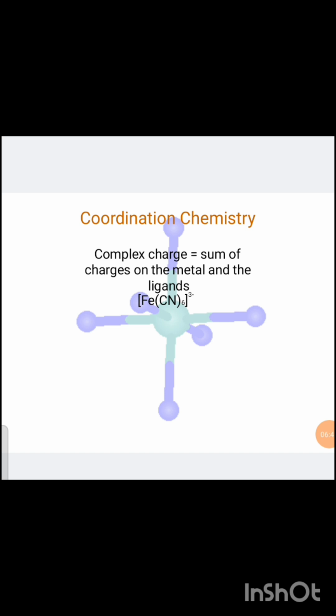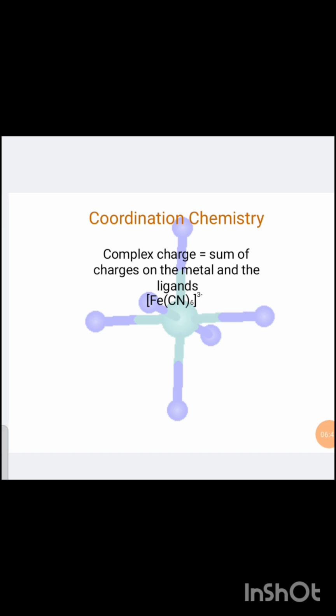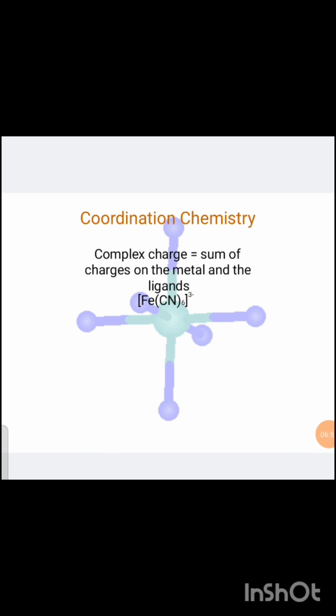In coordination chemistry, the complex charge is equal to the sum of the charge on the metal and the ligands. So the complex charge here is -3. The oxidation state of iron is +3, and CN contains -1, so six of them give -6, and -6 plus 3 gives -3. If you calculate this, you can find out the oxidation number of iron. This is the idea by which you can calculate the oxidation number of iron.